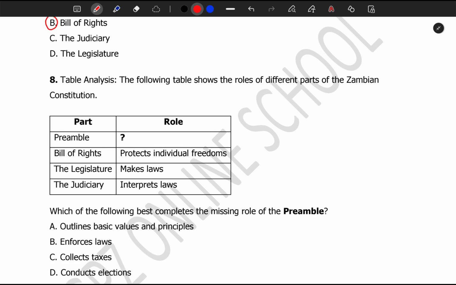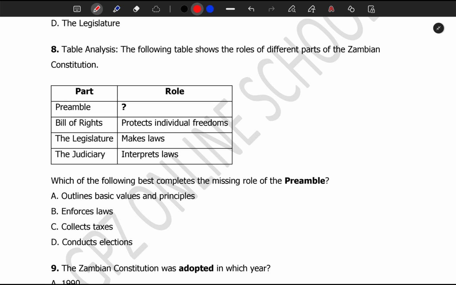All right. Question 8. We have a table here. The following table shows the roles of different parts of the Zambian Constitution. So they have preamble, question mark, Bill of Rights, protects individuals, legislature, it makes the laws, the judiciary, it interprets the laws. Which of the following best completes the missing role of the preamble?